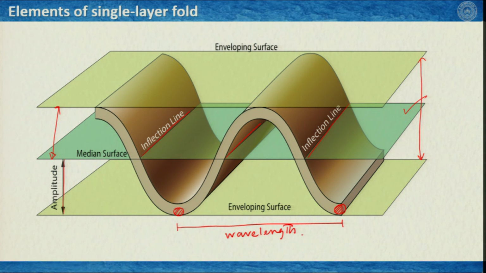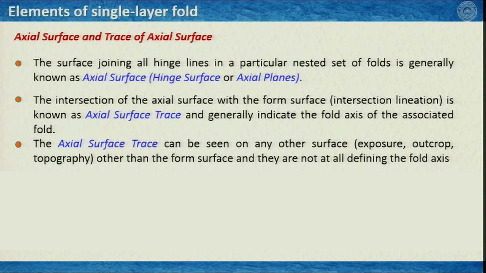So, we have now learnt enveloping surface, median surface, amplitude and wavelength of the fold. Now, these planes are imaginary planes, but there is another imaginary plane along which we form a very typical structure, and this is known as the axial surface, and we will also learn the trace of the axial surface at the same time. Again, we will first describe this with text, I will read it, and then in the next slides we will see them as illustrations.